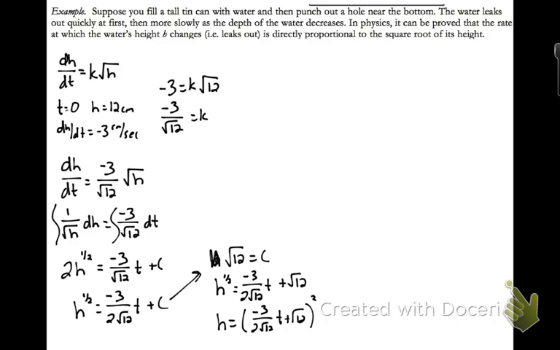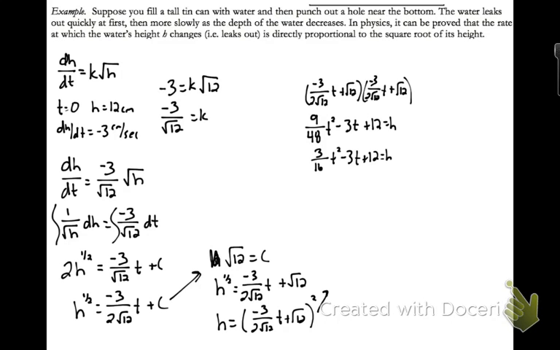What kind of function is this? Notice that we just expand this equation, we end up with just a normal quadratic. Finally, the question could be, well, when does the can become empty? Well, the can is empty when the height is 0. So here's my quadratic. My options are to try to factor this, or I could complete the square, or I could use the quadratic formula to solve this quadratic.